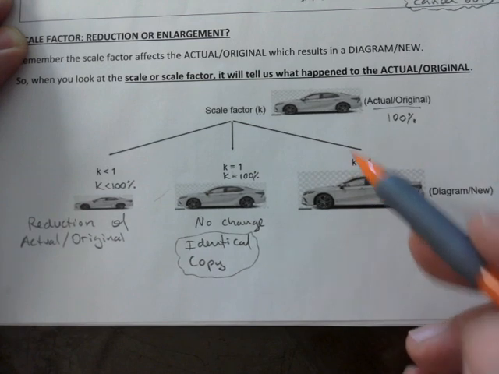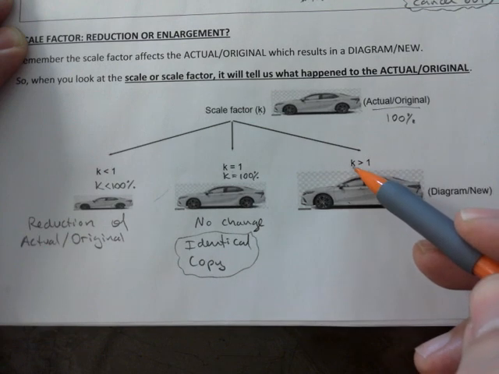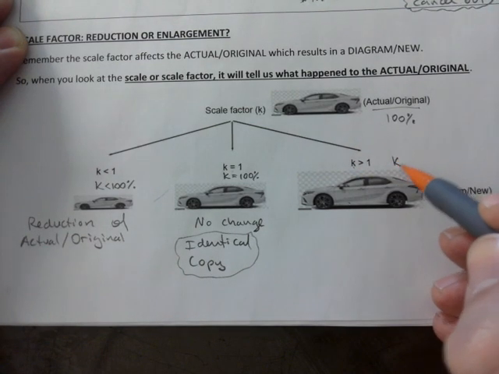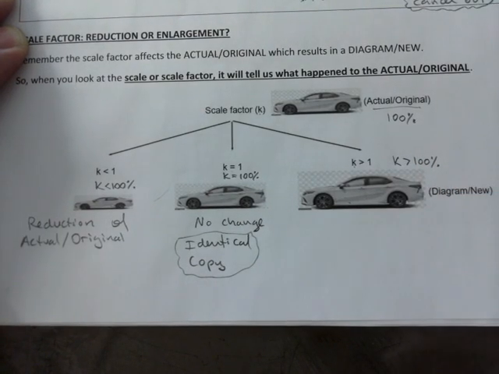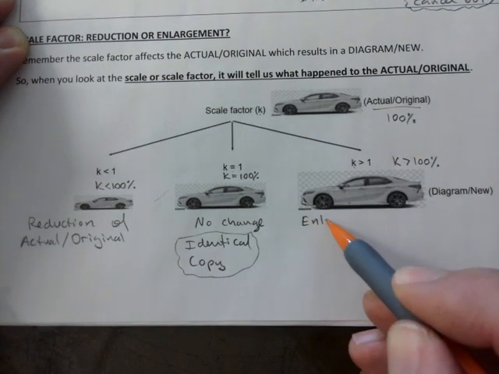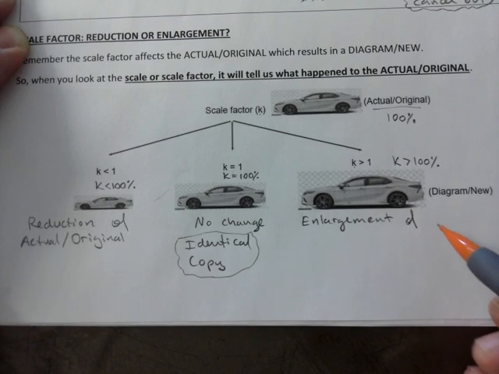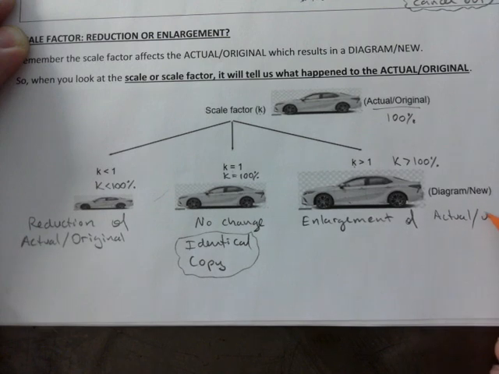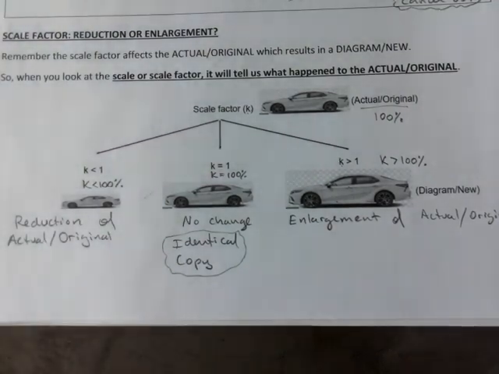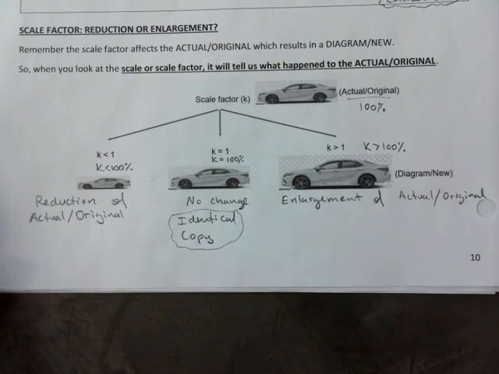If K is bigger than 1, so we can visually see that this is bigger than the original. So we would expect K to be greater than 1 or K to be greater than 100%. And so this would be an enlargement of original or actual. Let me zoom out a little bit because it's cutting off there. Enlargement of the variance. Okay.